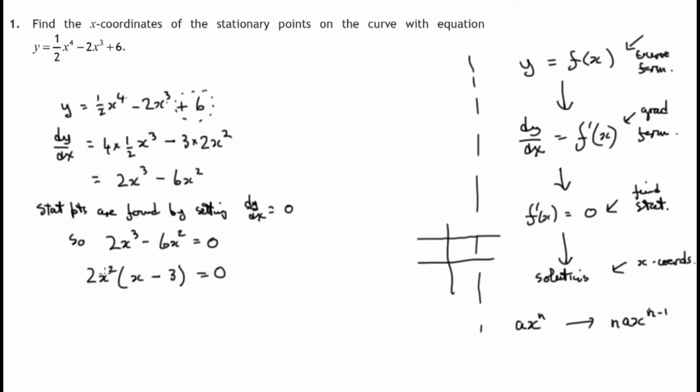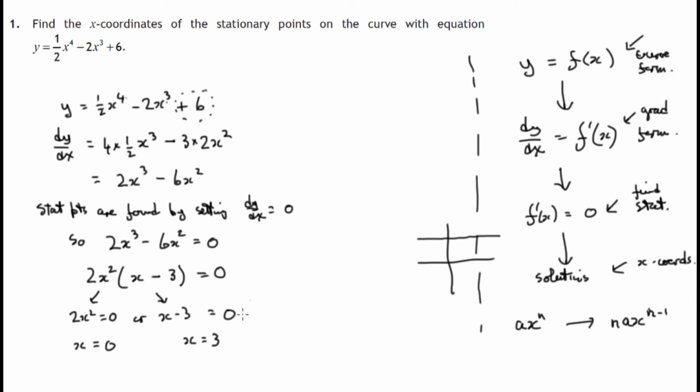We have now something times something gives us 0. One of these two factors must be 0. So either 2x squared is 0 or x minus 3 is equal to 0. In the case of 2x squared, 2 times something is 0, that x squared must be 0. X times x equals 0. The only solution to that is x equals 0. If x minus 3 equals 0, x must be 3.